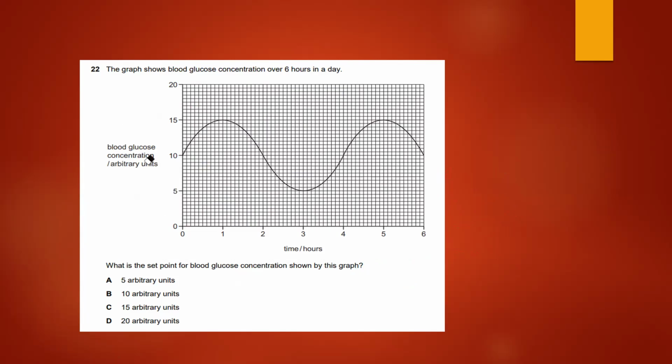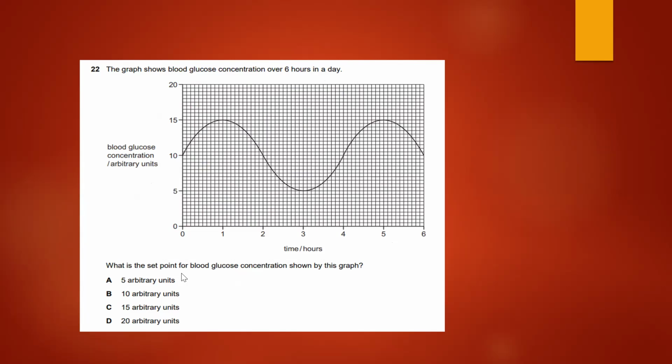Okay, here is the blood glucose concentration. They're talking about the concentration over 6 hours in a day. The graph shows the blood glucose concentration over 6 hours in a day: 1 hour, 2 hours, 3, 4, 5, and 6. What is the set point for blood glucose concentration shown by this graph? Yes, what is the set point?